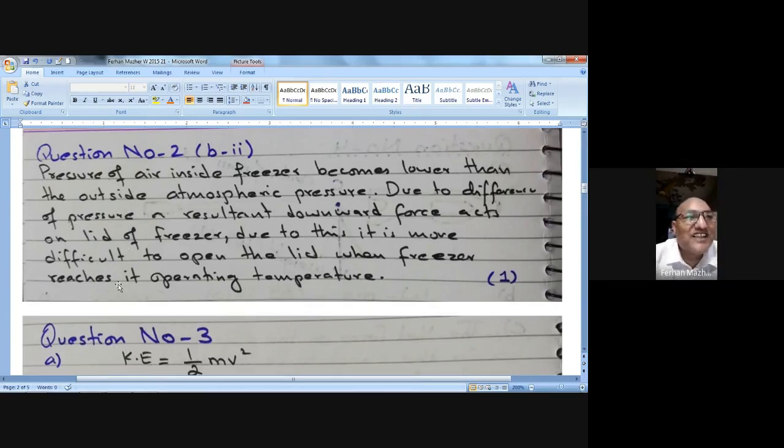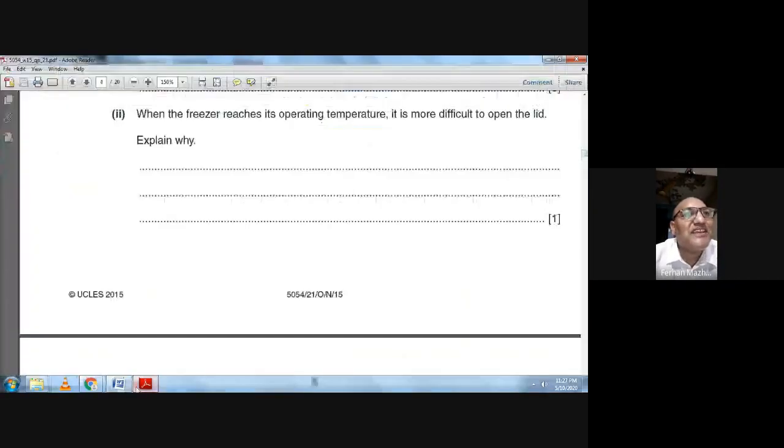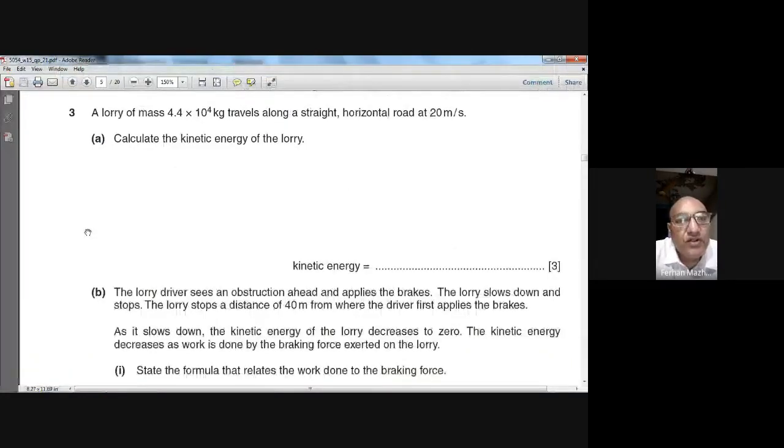Okay, let's move to the next question. That's question number 3. A lorry of mass 4.4 × 10^4 kg travels along a straight horizontal road at 2 meters per second. Calculate the kinetic energy of the lorry. The kinetic energy of the lorry can be found by the formula 1/2 mv², half mv squared. So we know the mass, we know the velocity, so we can calculate the kinetic energy. So we will put the values and do the calculation. It's a 3 marks numerical.